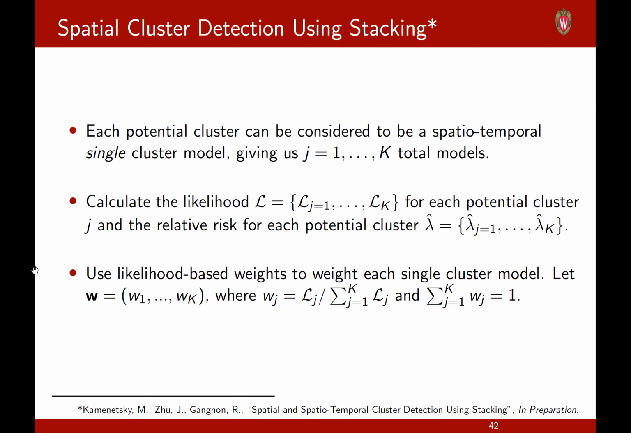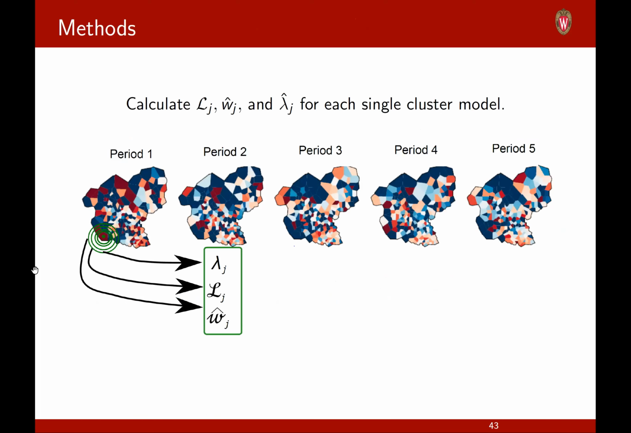So for each of these single cluster models, we have a likelihood, and we're going to have a relative risk. And because we have a likelihood, we're now going to use likelihood-based weights, subject to a sum to one constraint. Okay, so visually, again, we have many thousands of circles. Each of those is now a single cluster model, and we have a relative risk, a likelihood, and a weight.